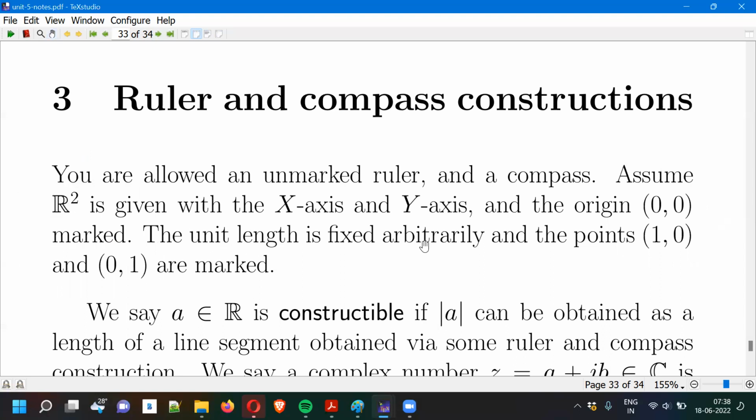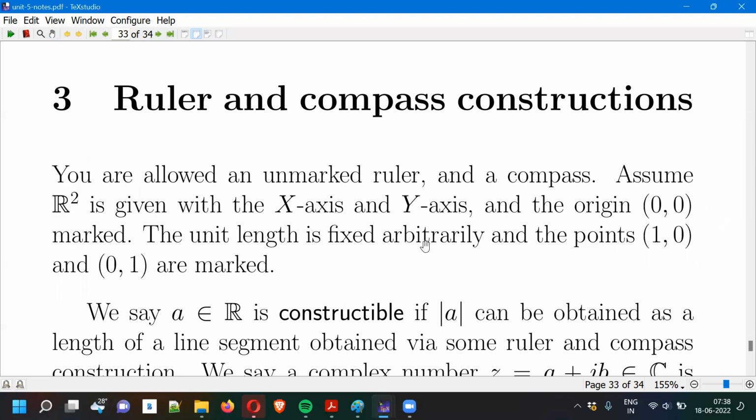Right. Now the unit length is fixed arbitrarily. How do you do that? Well, X and Y axis are given, right? So on the positive X axis to the right side of the origin, just make some marking and fix that to be length 1. It doesn't have to be centimeter, meter. There are no units here. Okay, just a measure of length.